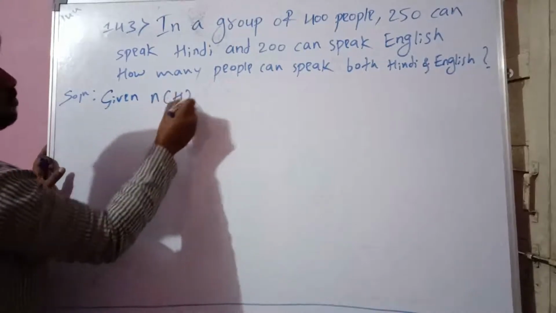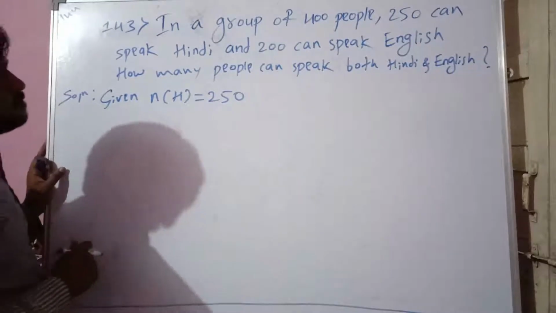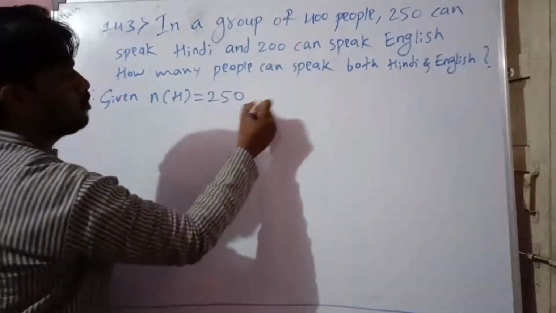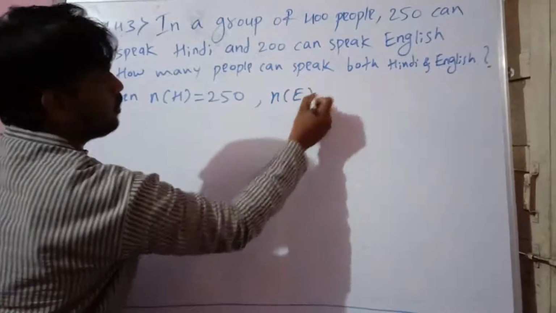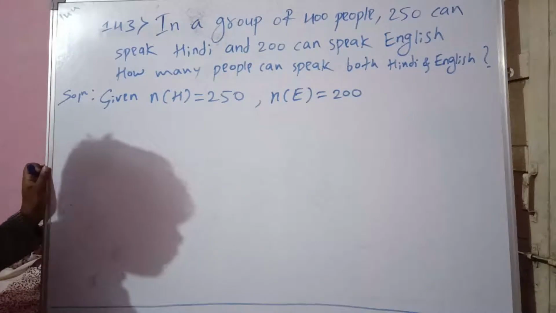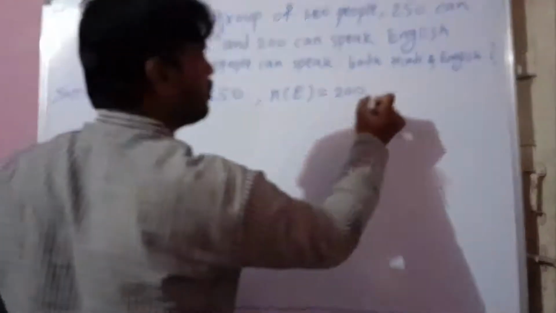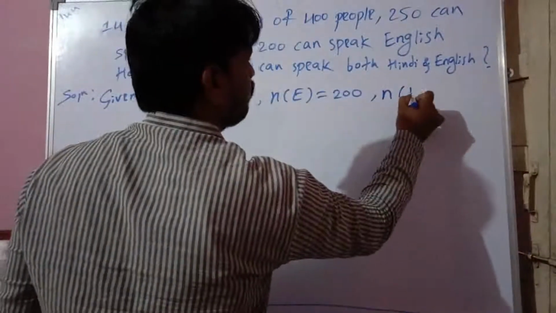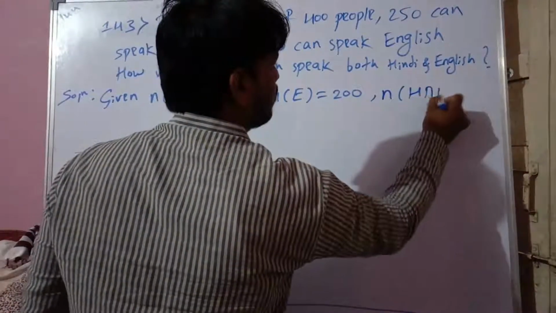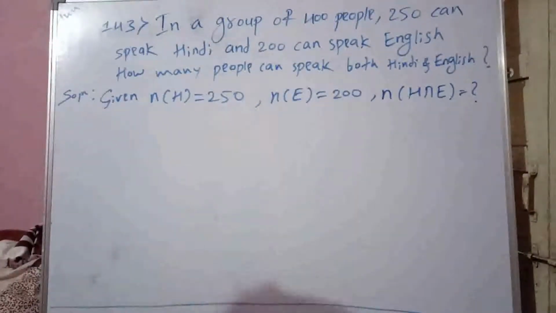n of h equals 250, that is, 250 people speak Hindi. And 200 can speak English, means n of e equal to 200. After that we want to find how many people can speak both Hindi and English, means we want to find h intersection e.